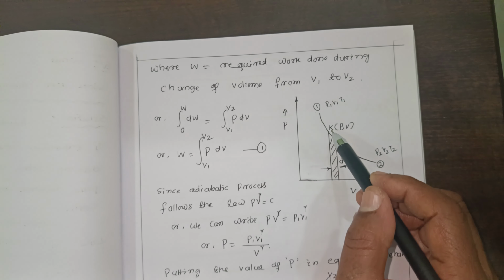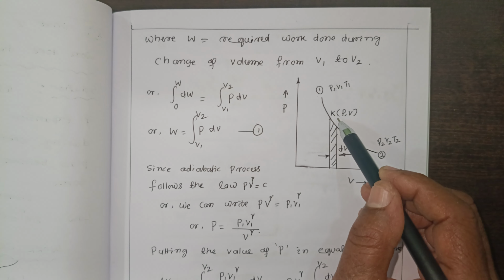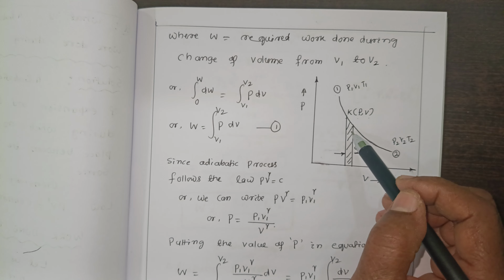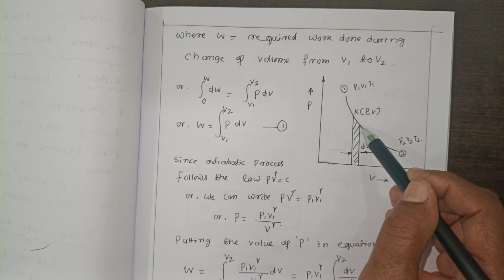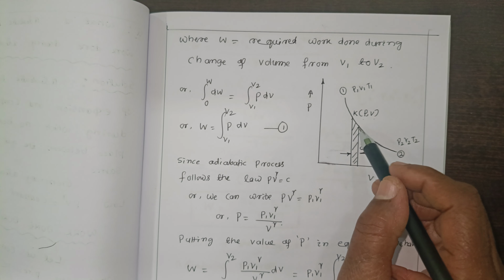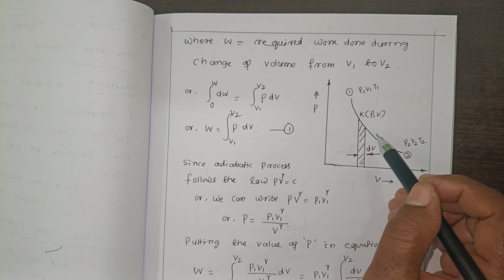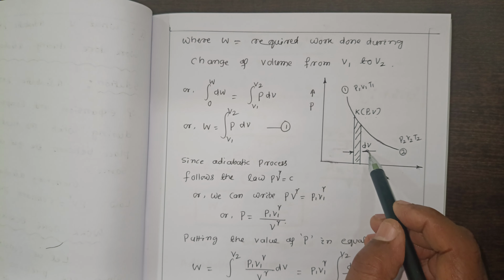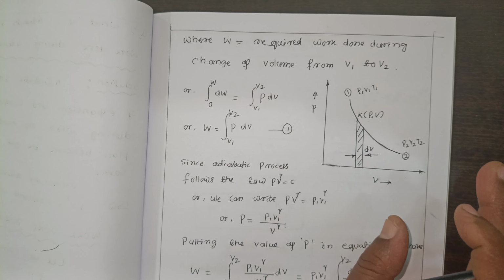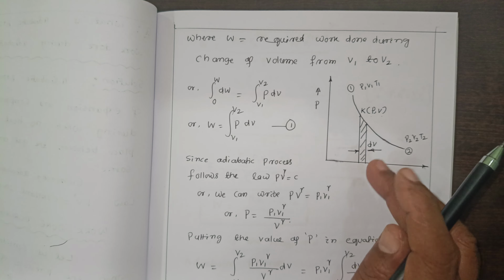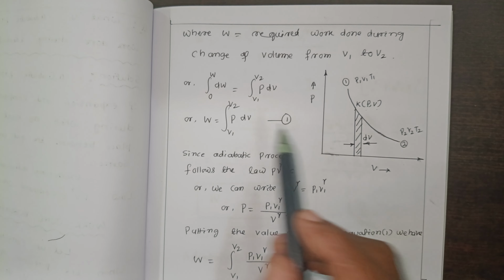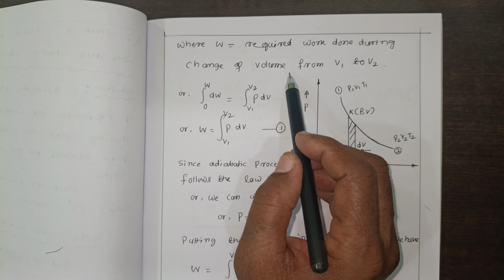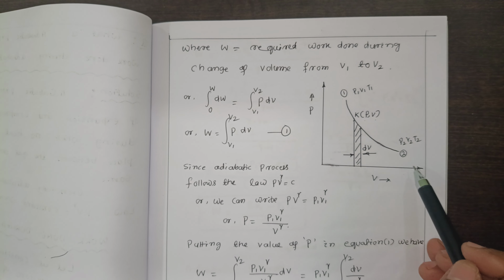Here this is the point K. Here pressure of the gas is P and volume of the gas is V. Then a very small change of volume, that is dV. This is a small volume change, and a small amount of work done. Therefore dW is equal to P dV, where W is equal to required work done during change of volume from V1 to V2.